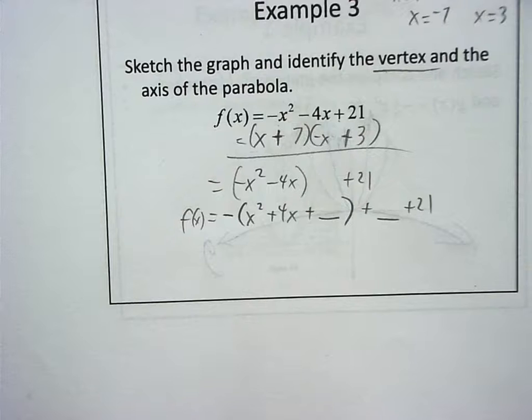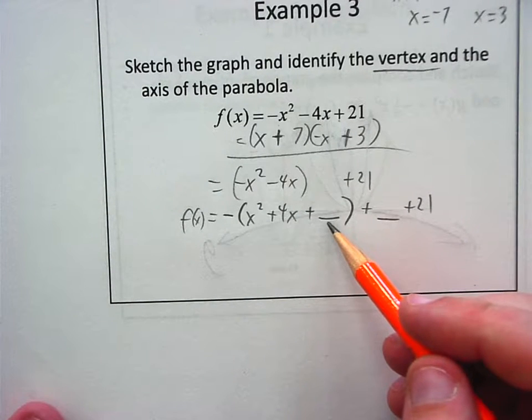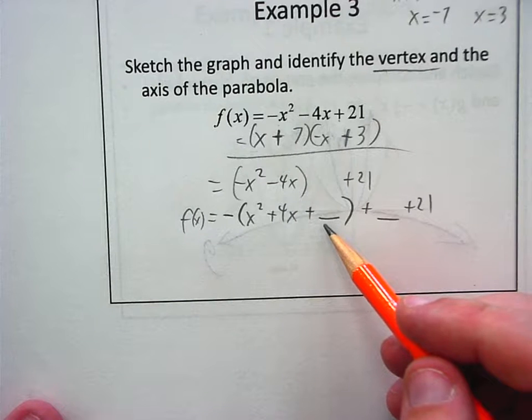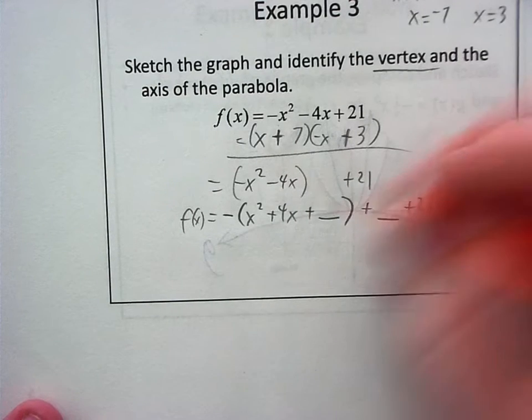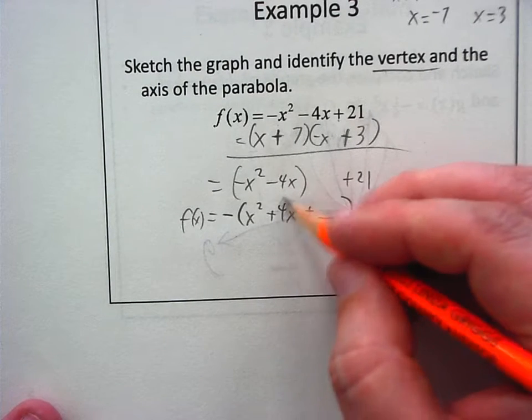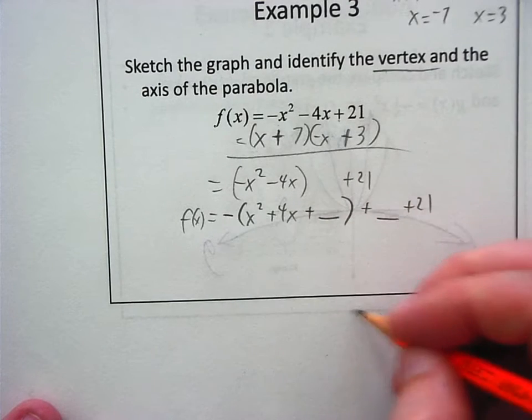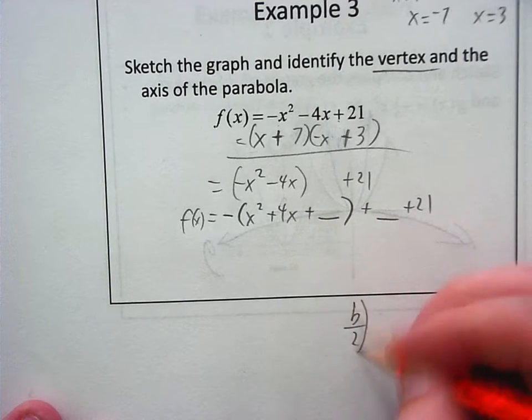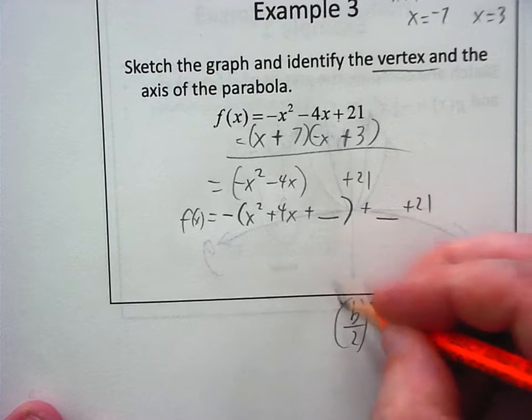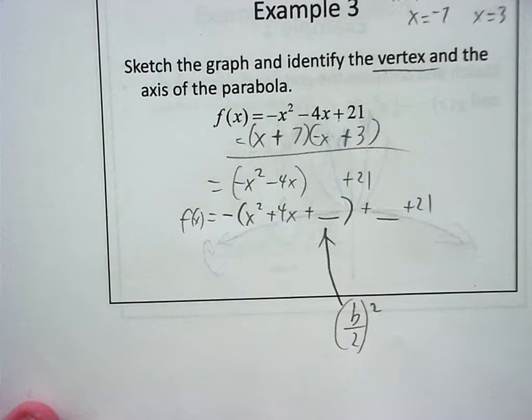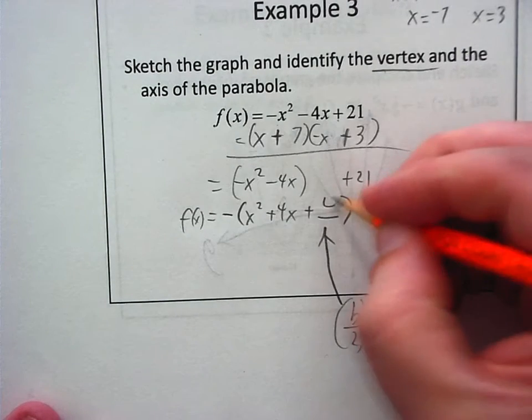For this, anybody remember how I find that value? Nobody. B over 2 squared. Exactly. I'm going to take this b value. What goes in here is b over 2, and then I'm going to square it. That's what goes in here. So, yep, it'll be 4.